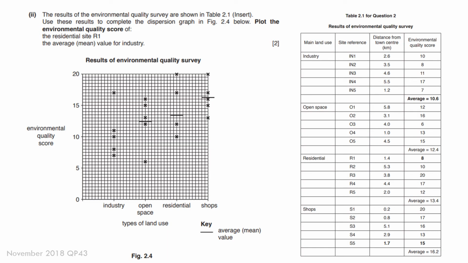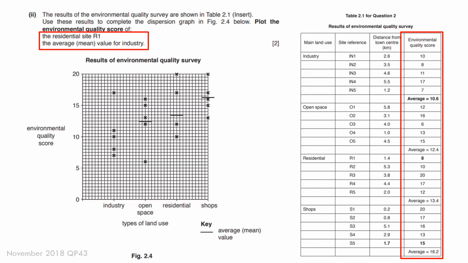Here, I need to plot a variety of methods, but I'm going to copy it exactly. So I need to plot first the residential site of R1 and the average mean value for industry. So I'm going to look at these various scores. So the residential site for R1 is 8. So I'm going to plot that on here. And then the second thing is the average mean value for industry. And it's a bar line, so I'm going to plot that in as well. So again, I've looked at examples, I've copied exactly what they've done in the style, I've taken my time, I've highlighted the areas of the resources I need and done my points accordingly.